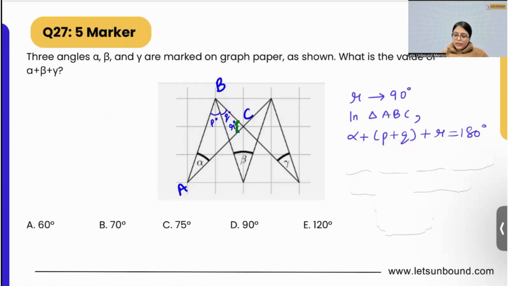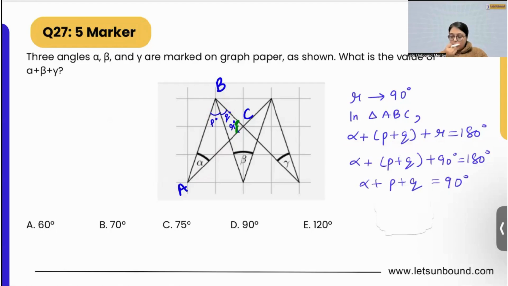Now we can just put the value of R, which is 90. So just take 90 on the other side. So you get alpha plus P plus Q equal 90. But in the question, they are not asking you the sum of alpha plus P plus Q. They're asking you alpha plus beta and gamma.